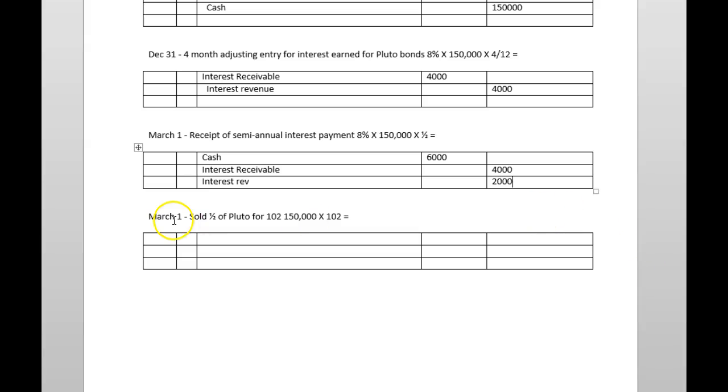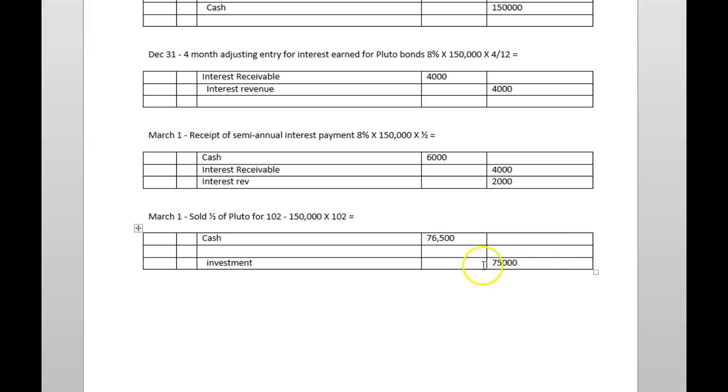And then in March, we sold it for $102, which is 102%. So to find out what we received in cash, we would multiply 150,000 times 102 and come up with 76,500. So what's the rest of the entry? Well, we get rid of the investment in bonds because we no longer own that, and that's valued at, we sold half of it, so it's valued at 75,000. That's what we paid for it.